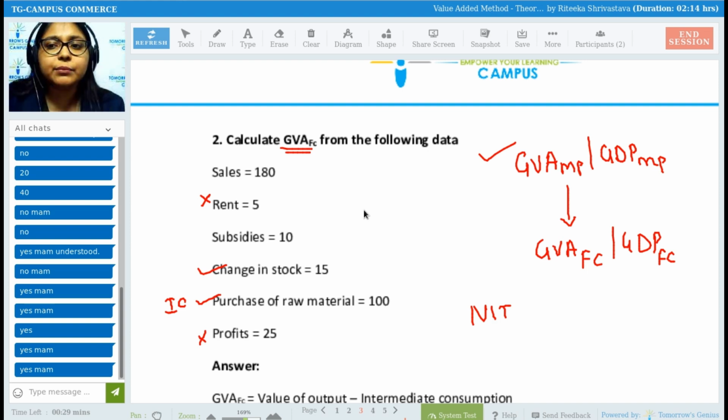So start solving the sum. First of all, find out GVMP, GDPMP, and then you can move to the aggregate which has been asked in the question, that is GVFC, GDPFC.